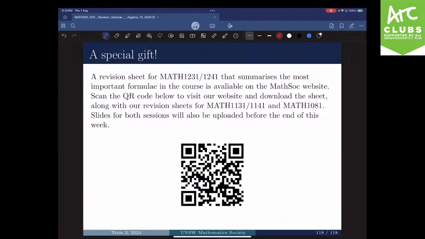Can you download this live? Yeah, probably. I'll ask them to upload the slides as well. Are you in the MathSoc server? Yeah. Okay, I'll ask them to upload the slides after as well. Yeah, that's not an issue.